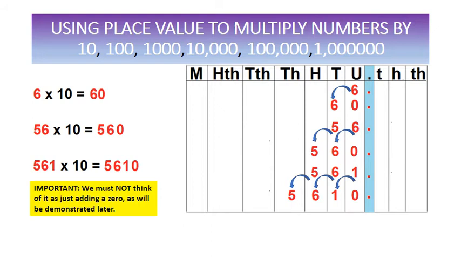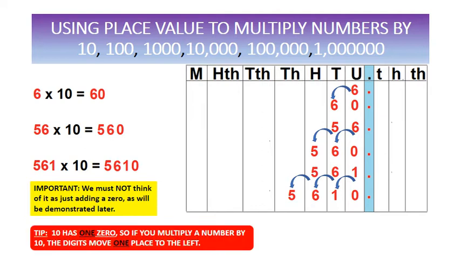Something really important about this, that lots of people make the mistake of thinking: we are not just adding zeros. You might think we are, because if you look at 6 multiplied by 10 becomes 60, which is 6 with a 0. If you look at 56 times 10, the answer is 560, which is 56 with a 0. But we must never think of it as adding zeros. What we are doing is we are moving those digits one place to the left and then putting a placeholder in at the end.